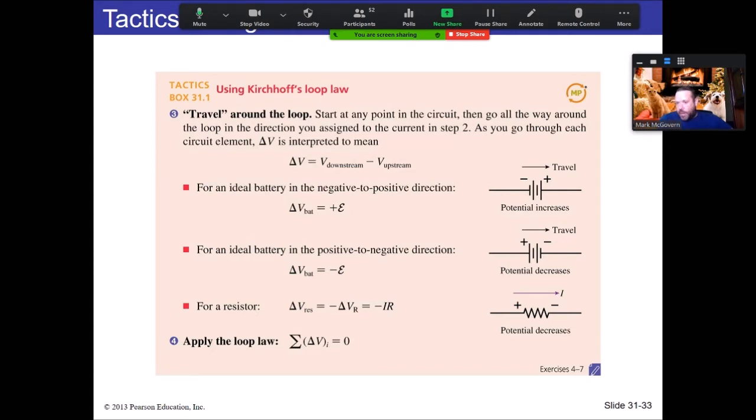Okay, let me go over it one more time. If you go from negative to positive terminal of the battery, that's a potential gain. If you go from positive to negative, that is a drop. If you go with current on a resistor, it's a drop. If you go against current, that's a gain. Okay?